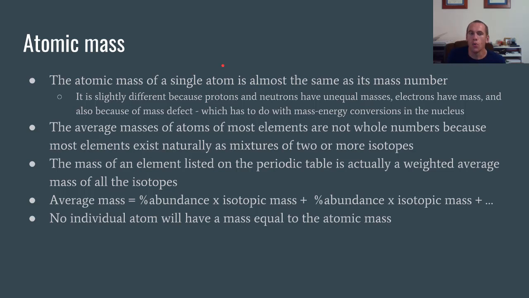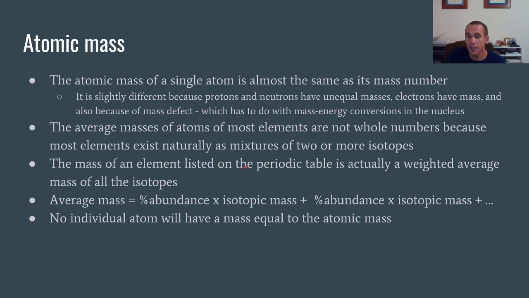So we use an average, and you'll notice that the atomic mass of an isotope is going to be slightly different than just the mass number because of the inclusion of electrons, because protons and neutrons have a mass that's not quite equal to 1, and as we'll see later if we talk about nuclear chemistry, there's some mass energy conversions happening in the nucleus. That's not a big deal, we'll look at that later.